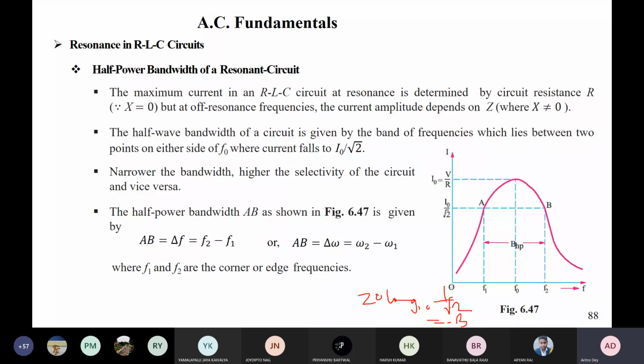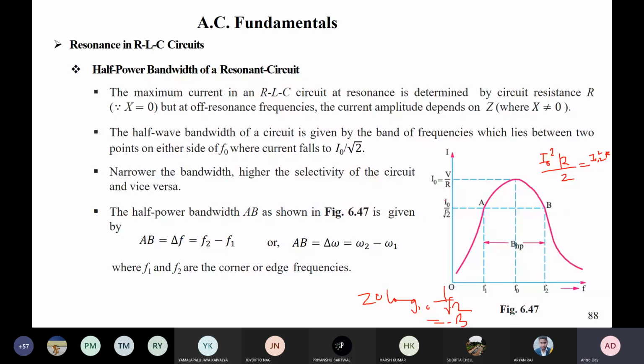So what we want to find is at these two frequencies, f1 and f2, you have I square R by 2, like half of the maximum power. So you will have a new current. If that current is I12, then I12 square into R is your half power. So I12 is equal to what? I0 by root 2, isn't it, that we are getting here.